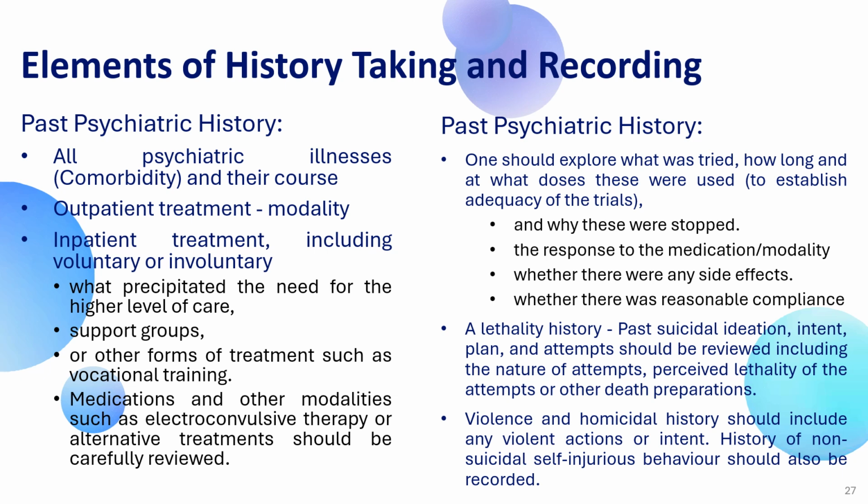And one should explore what was tried, the molecule which was tried, whether it was SSRI, SNRI, first generation antipsychotics, second generation antipsychotics, how long the treatment was given, and what doses were used in the past psychiatric episode. Also note why these were stopped. In case of non-compliance, note why the treatment was stopped, either by the patient himself, the family, or by the therapist.